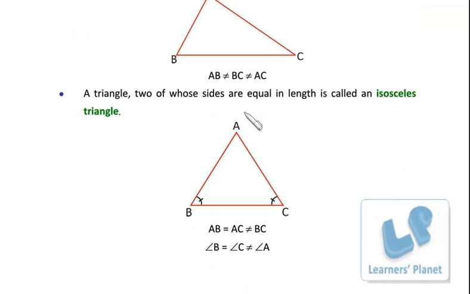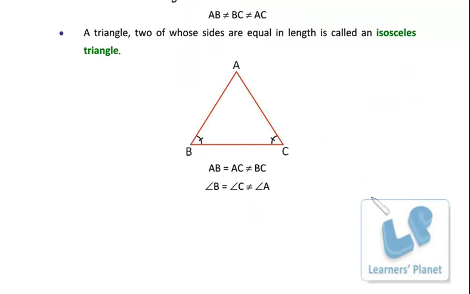A triangle two of whose sides are equal in length is called an isosceles triangle, right? In this triangle ABC, AB is equal to AC, but the third side is not equal to the two sides. So AB is equal to AC, which is not equal to BC. In that case, we call it an isosceles triangle. When two sides are equal, then two angles will also be equal. So if side AB is equal to side AC, then angle B will be equal to angle C, but both of them will not be equal to angle A.